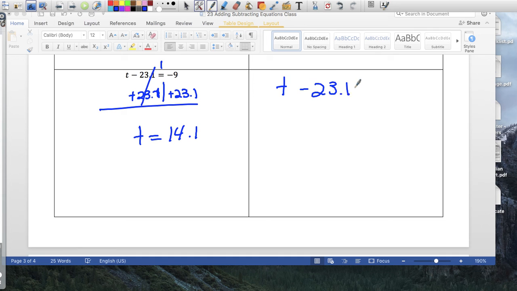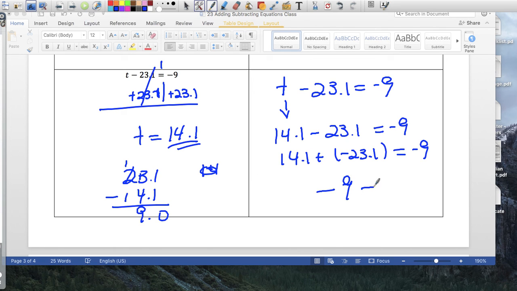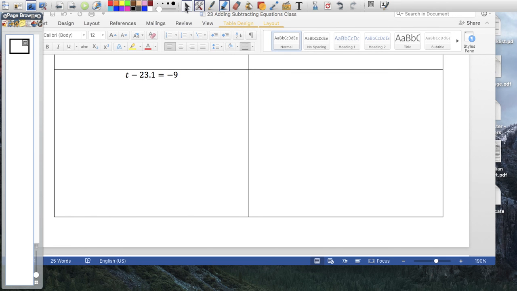T minus 23.1 equals negative 9. So t is 14.1. I'm going to substitute. 14.1 minus 23.1 equals negative 9. You can do 14.1 plus negative 23.1 equals negative 9. It's going to be more negative, right? So my answer is going to be negative. So let's do 23.1 minus 14.1. Decimal: 1 minus 1 is 0. Borrow, 13 minus 4 is 9. So it's going to be negative 9, or negative 9.0. Negative 9 equals negative 9. So that's a check again for us. Am I done? No? Yes?